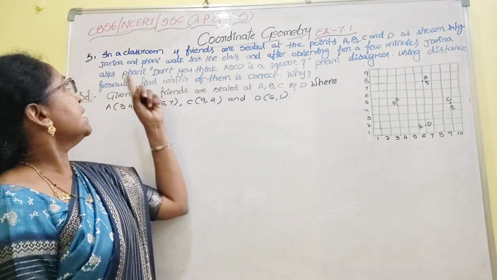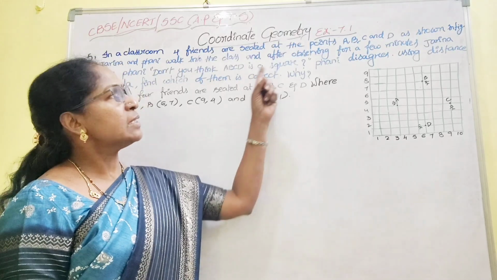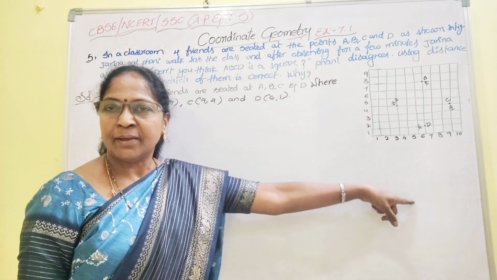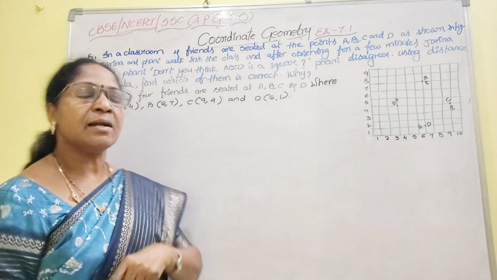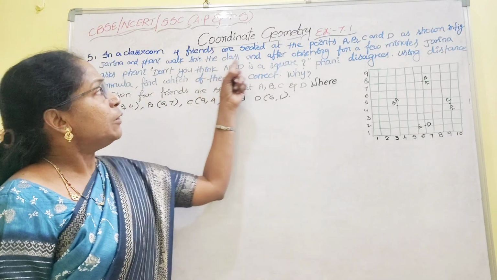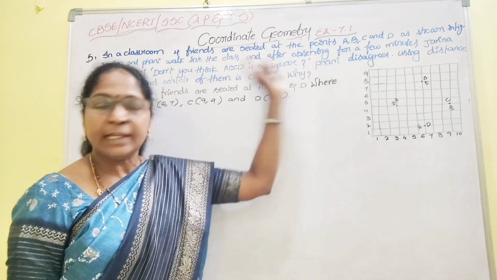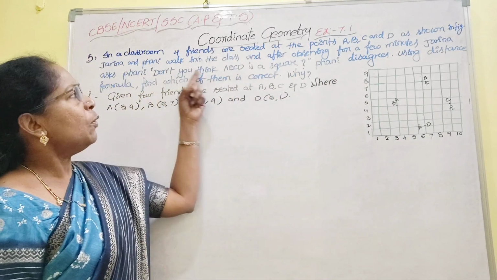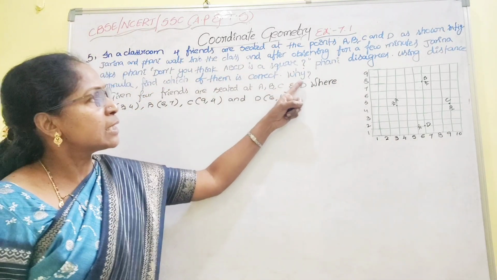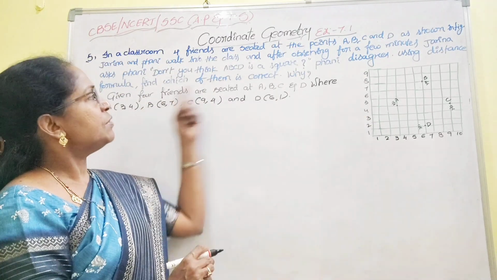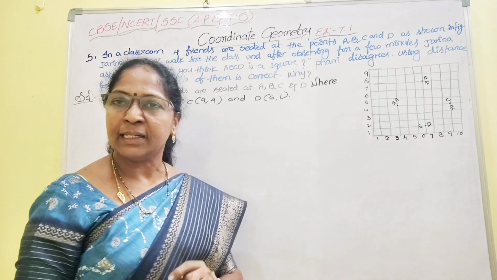Next question. In a classroom, 4 friends are seated at the points A, B, C, D as shown in the given figure. And Jerina and Funny walk into the class, and after observing for a few minutes, Jerina asks Funny, don't you think ABCD is a square? Funny disagrees. Using the distance formula, which of them is correct and why? This is the given question.